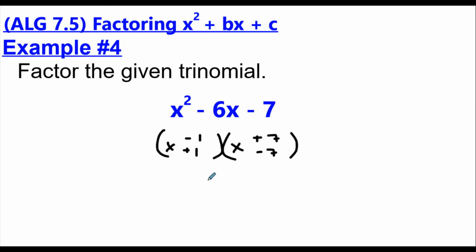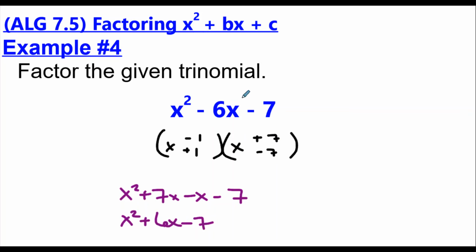All right, so let's double check each one of these possibilities. So notice this is different: x minus 1, x plus 7, x plus 1, x minus 7. Those are different possibilities. You do have to consider both possibilities. So x times x does give you x squared. x times +7 is a +7x. -1 times x is -x, and -1 times 7 is -7. But those middle two combined on this one to give you a +6x, so that one is no good. We're looking for a -6x, so it must be the second possibility.